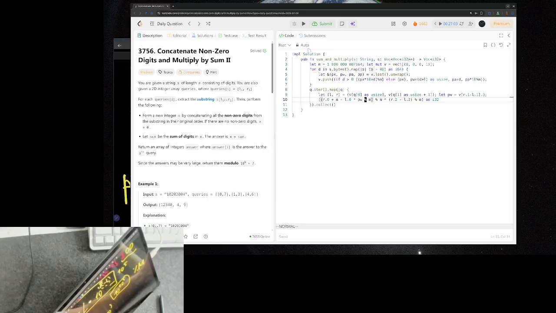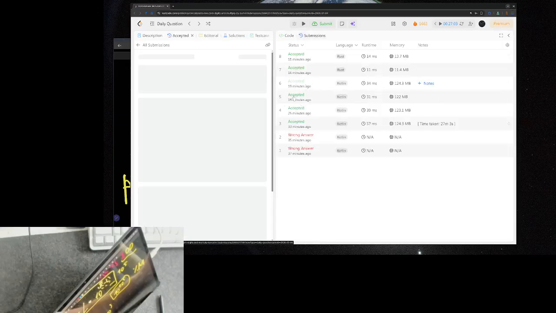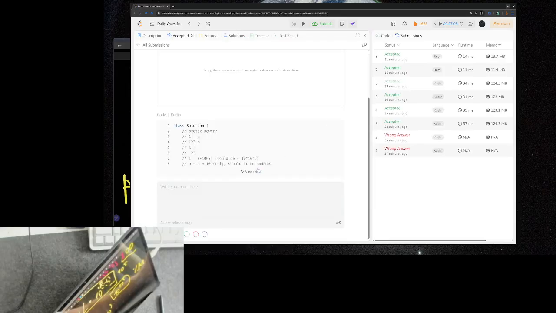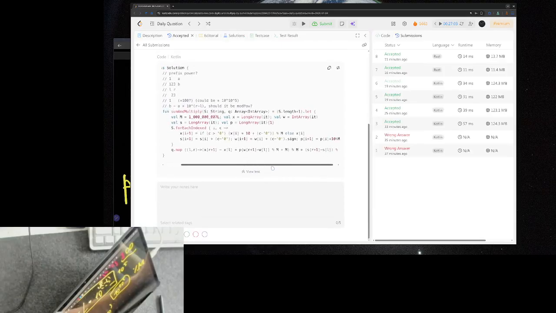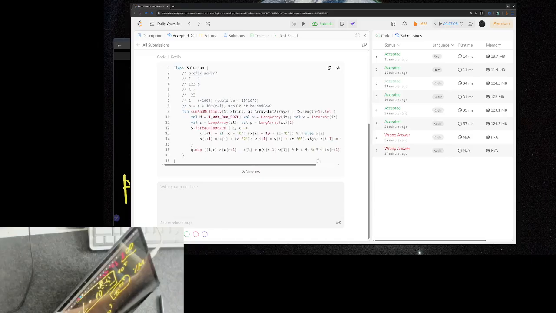And let's look at the Kotlin one. This is a Kotlin one, and yep, the same story, nothing interesting. Okay, that's it for today.